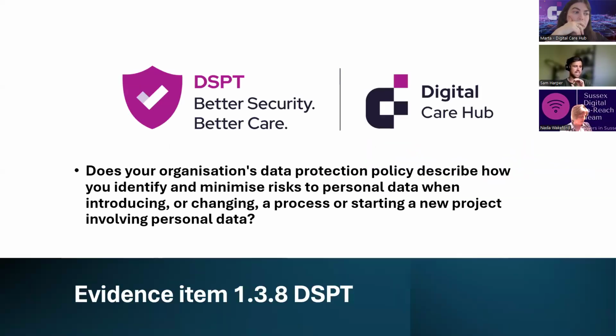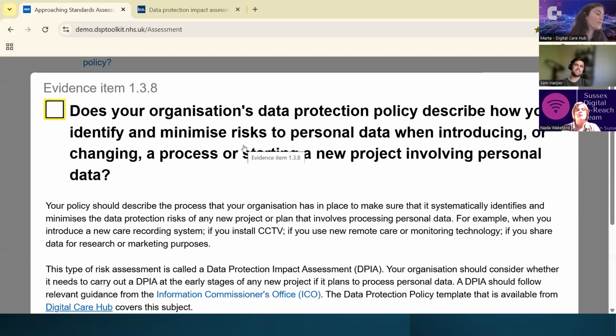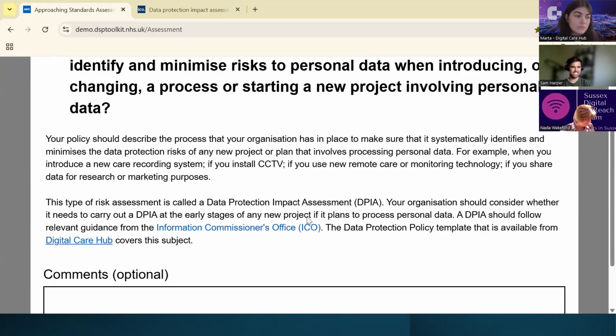As I say, starting off looking at the Data Security Protection Toolkit. I've got it here. Evidence 138 highlights: does your organization's data protection policy describe how you identify and minimize risks to personal data when introducing or changing a process or starting a new project involving personal data? So anything new you're implementing, process, project, whatever it is, that involves the use of personal data, and from the care setting it is highly likely it will, you need to have something in place that shows you've identified risks and you can minimize those risks. You do this through a data protection impact assessment.